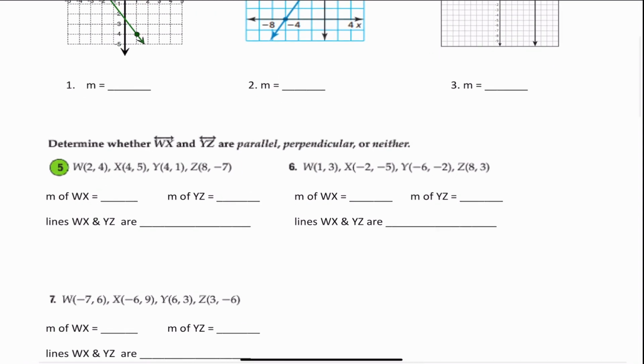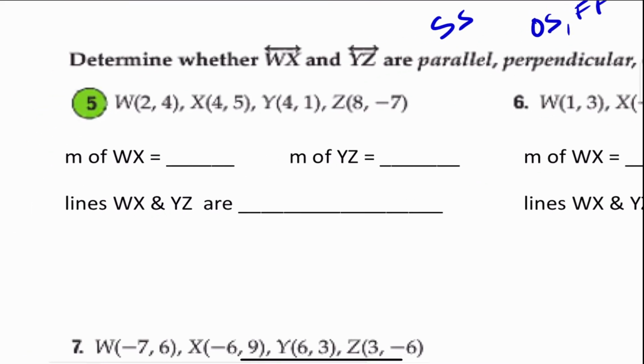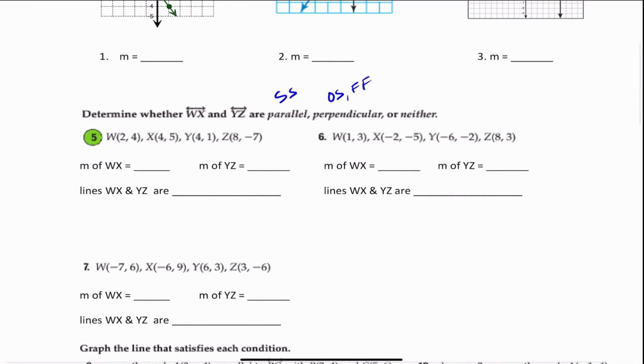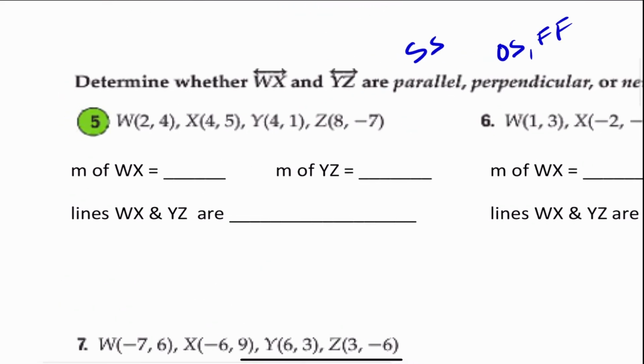Here you have this, and it asks you to determine whether line WX and line WZ are parallel, perpendicular, or neither. And remember, parallel means the same slope, and perpendicular means opposite sign, flip the fraction. Okay, so let's go ahead and take a look at number 5 or 6. Which one can we do here? Let's go ahead and do number 5, okay?